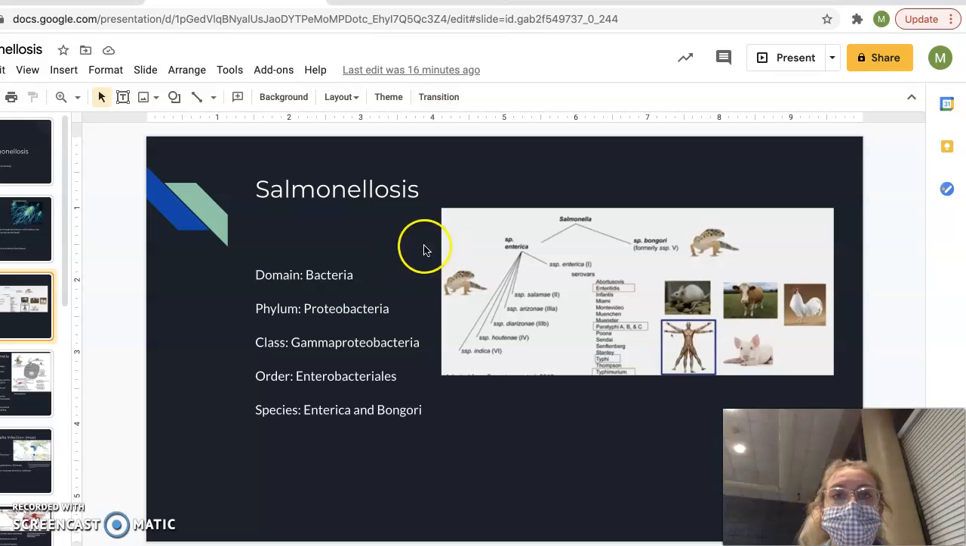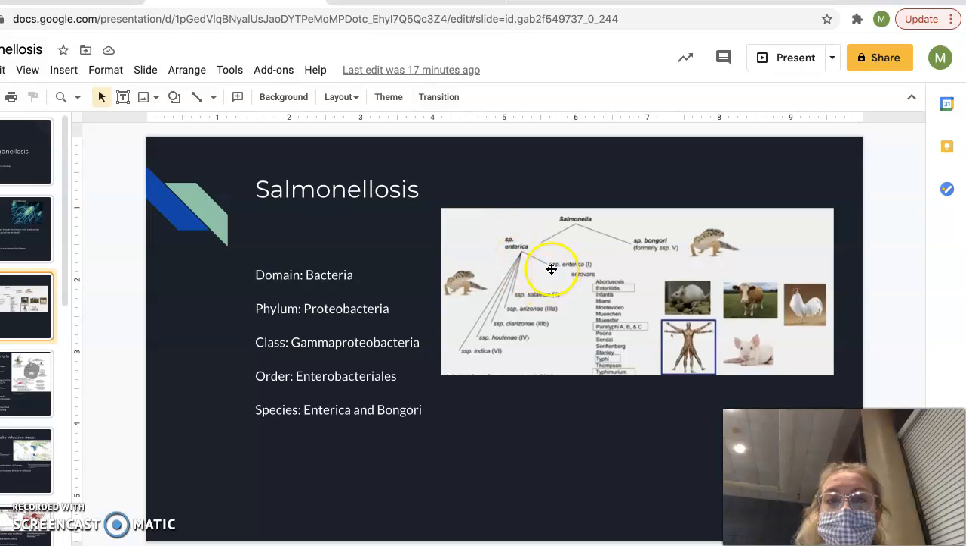So the domain of salmonellosis is bacteria. The phylum is Proteobacteria. The class is Gamma Proteobacteria. The order is Enterobacteriales. And the species is Enterica and Bongari. And here you can see there are two subspecies, Enterica and Bongari.